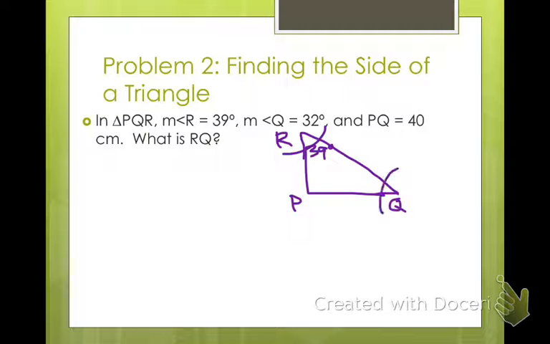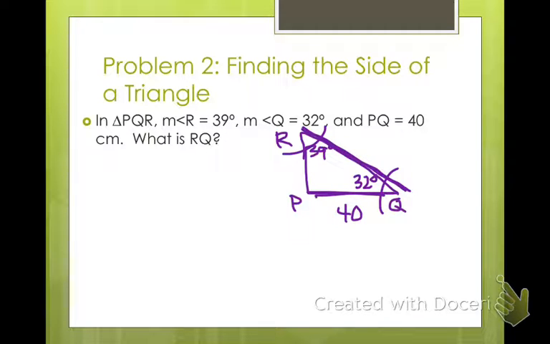We know angle Q is 32 degrees. And we know side PQ is 40 centimeters. So they want us to find out what is the length of this side. Okay, so in order to find the length of that missing side, we need to make a proper comparison: angle over side, angle over side.